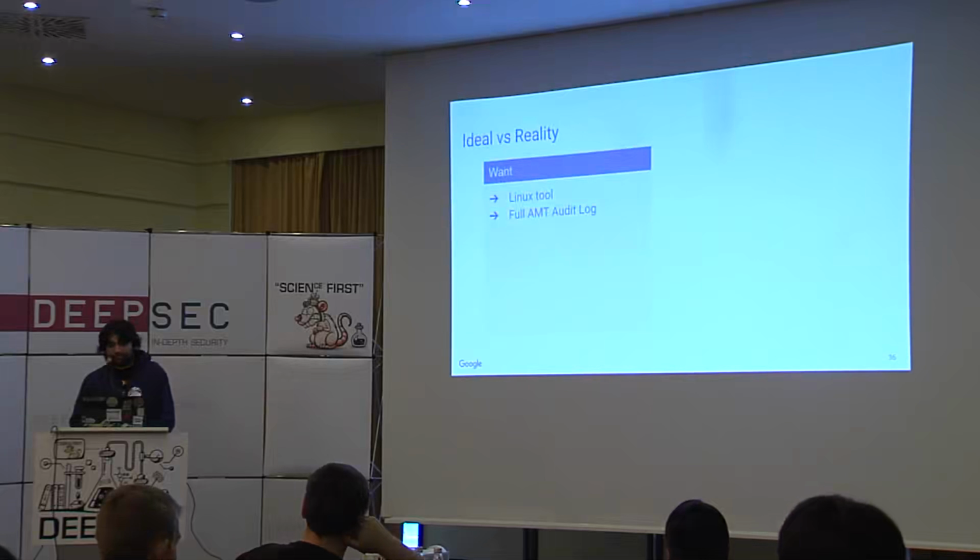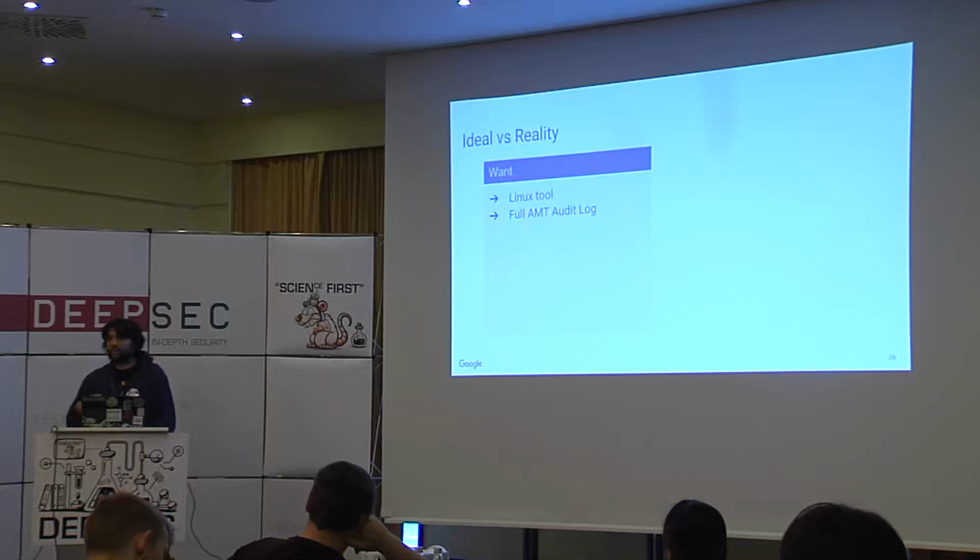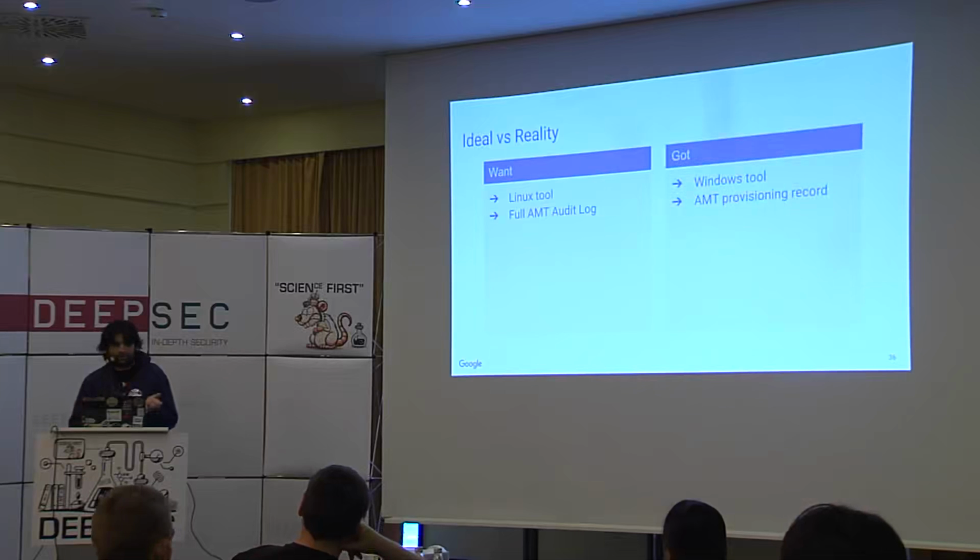So what I wanted was a Linux tool which allowed me to dump the full AMT audit log. AMT, again, one of these legitimate functionalities, has an audit log, and it logs everything you do with it. The log can be cleared by an admin, but that leaves a log entry itself. It'll say the log has been cleared. So if I can get to the audit log, it should tell me something about what has happened with AMT. What I actually got, unfortunately, was a Windows tool. I ran the Windows tool, and the output just told me that AMT is provisioned. And I was like, yes, I figured that much out.